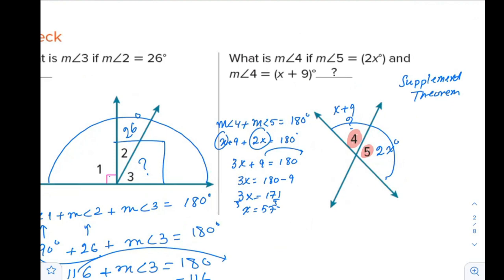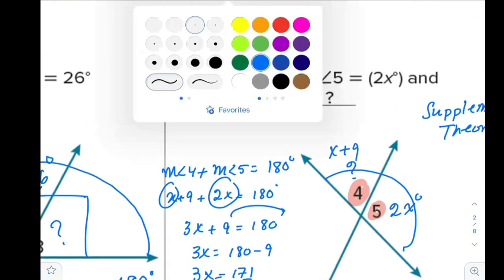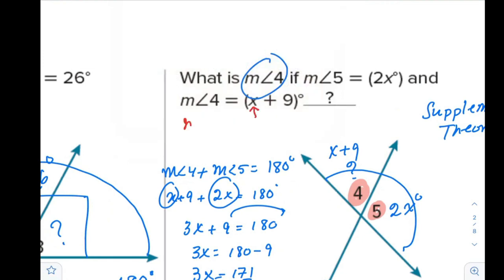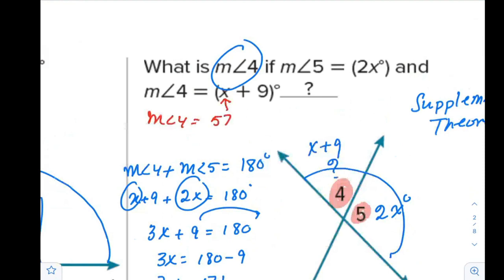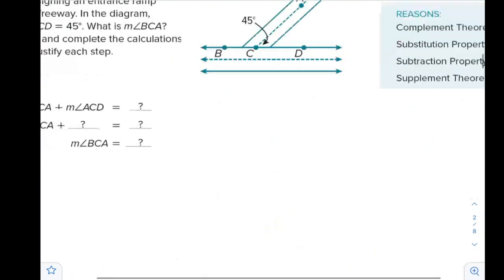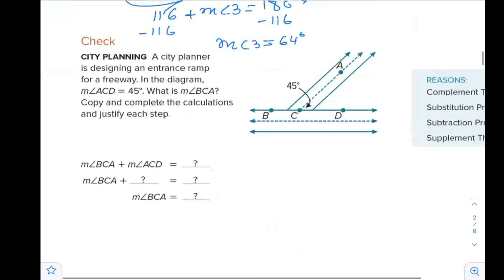No, he is asking for the measure of angle 4. So we need to substitute. Substitution: the measure of angle 4 is x plus 9, which is 57 plus 9, which is 66 degrees. Done. Moving to the next part.